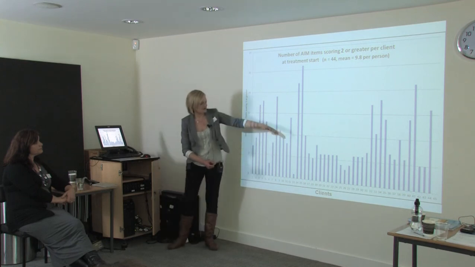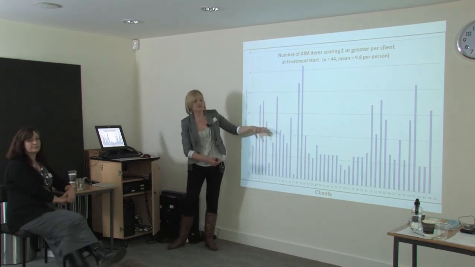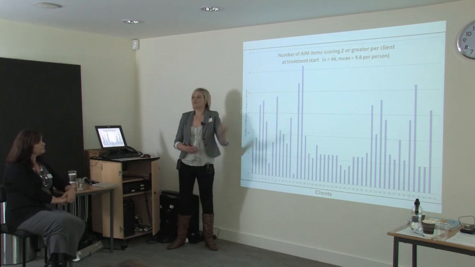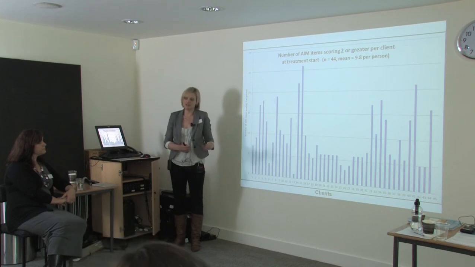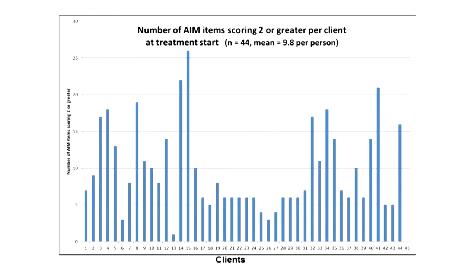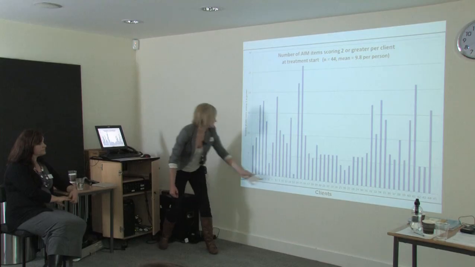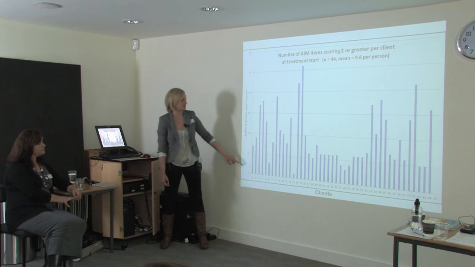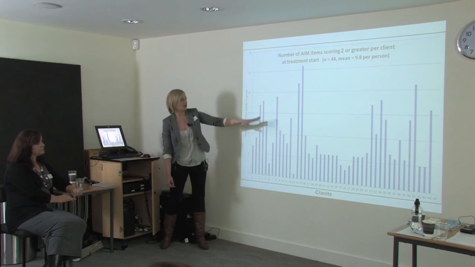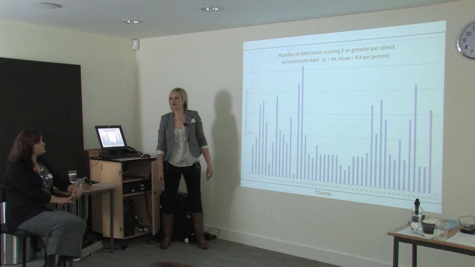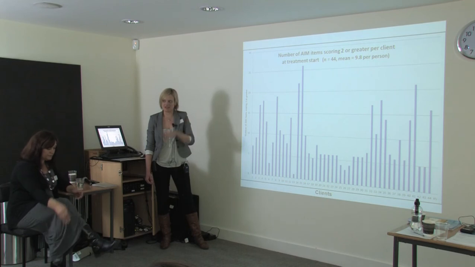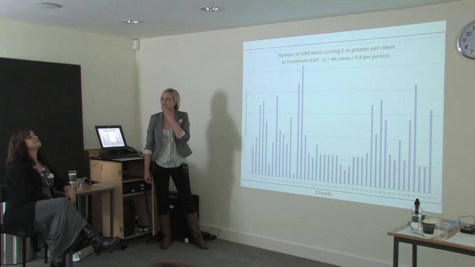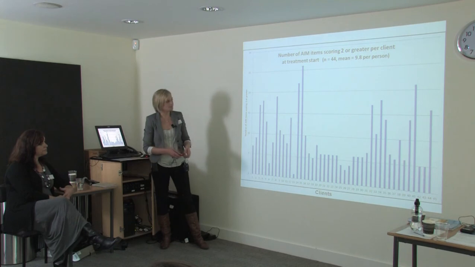These items vary from conflict within the family, physical health problems, presence of psychotic features, low mood, substance use, and so on. You can see there's one young person here who had one problem that was significant, but the vast majority have got lots more than that, and their average was 9.8. So this to us really demonstrated the complexity and the amount of comorbidity in the population of young people that we're seeing.